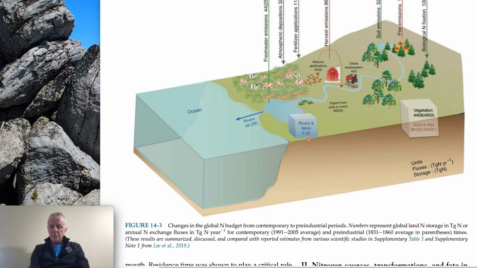Rivers and lakes, we have twice more post-industrial compared to pre-industrial in terms of nitrogen being present in that pool. And then rivers, we have about 1.5 times. Unit in teragrams per year, and unit in storage in teragrams of nitrogen.